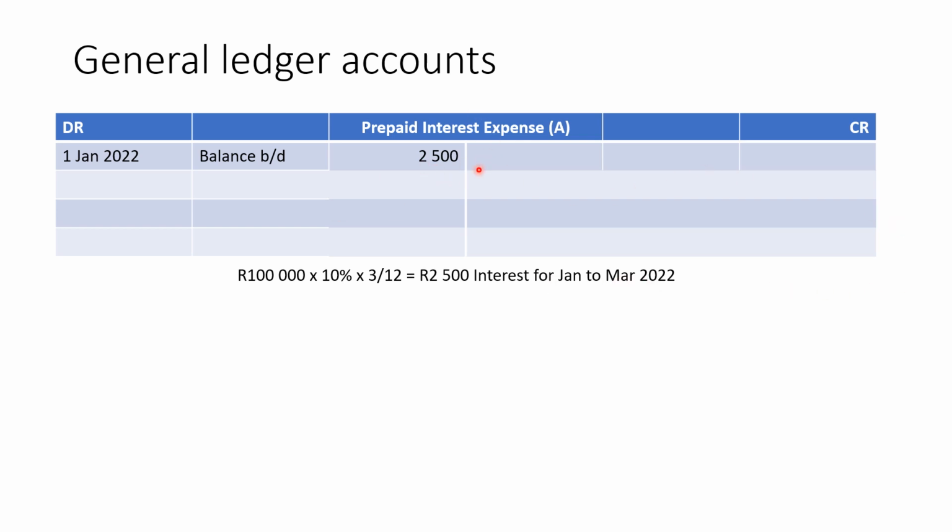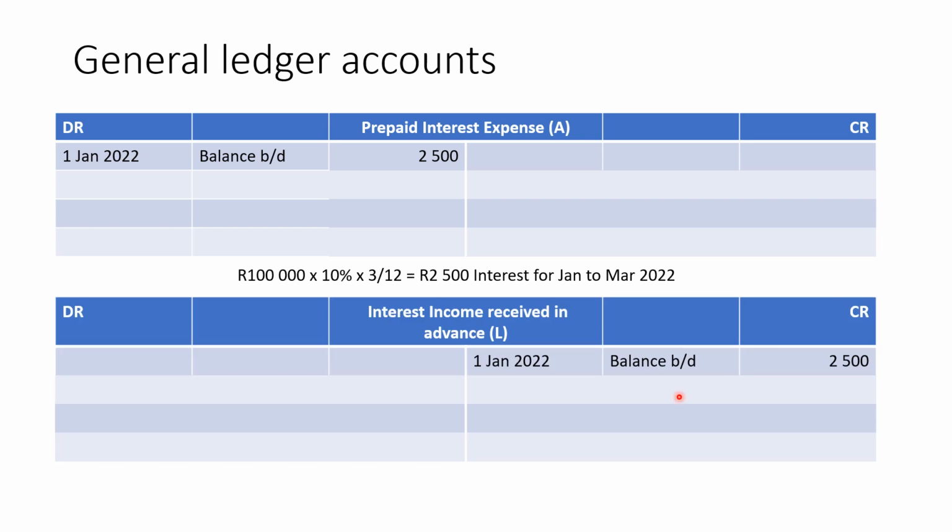So we have a balance on this asset account because last year we would have reversed the interest expense. We would have credited the interest expense and debited the prepaid interest expense account. And if we had interest income received in advance last year, we would have done a journal entry where we debited interest income and credited interest income received in advance. So at the end of November 2021, we would have received the interest for the whole 4 months, and this is the 3 months interest that would have been reversed out of interest income and shown as interest income received in advance.